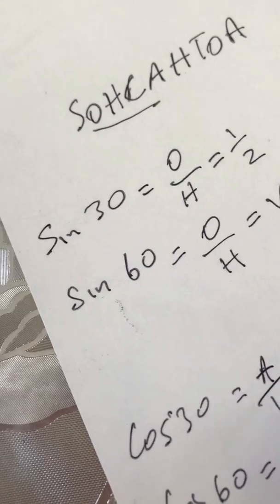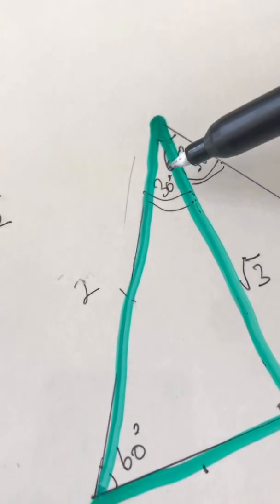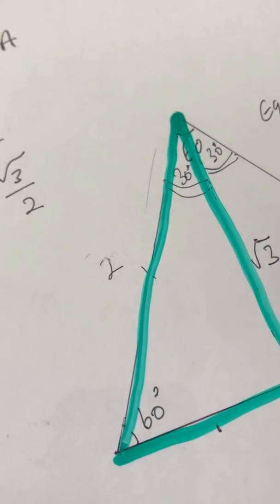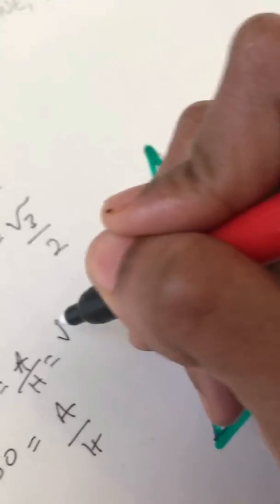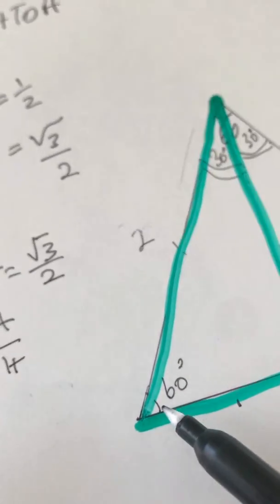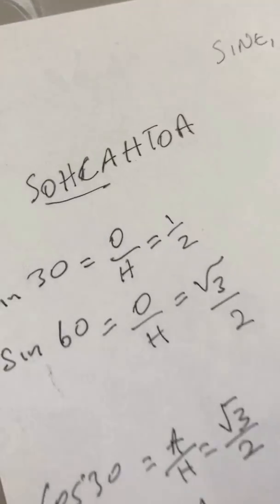Cos is adjacent over hypotenuse. So if we look at cos of 30, adjacent is square root of 3, hypotenuse is 2, so that's square root of 3 over 2. Cos of 60, adjacent is 1, and hypotenuse is 2, so that's a half.